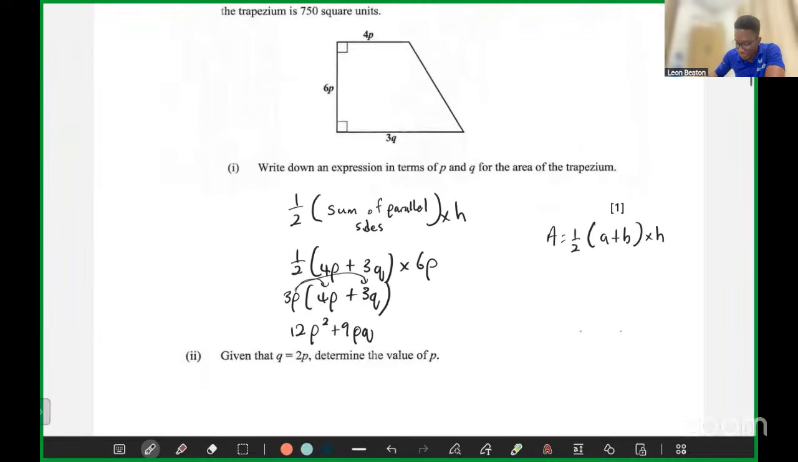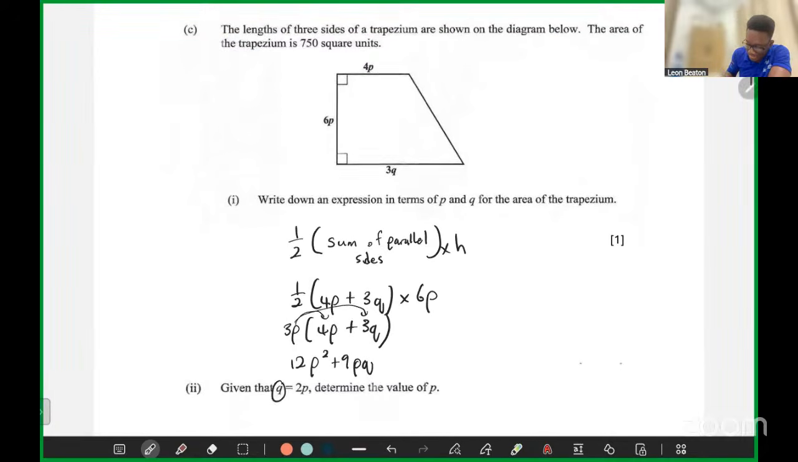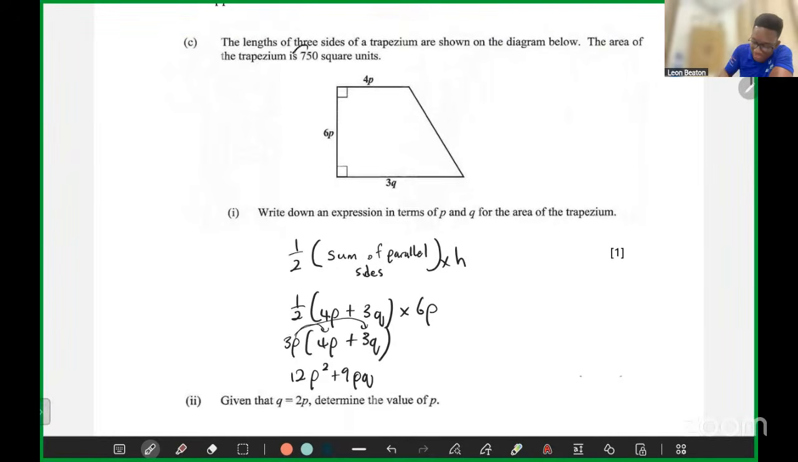All right, so next one: given that Q is equal to 2p, determine the value of P. They told us initially that the area for this trapezium is 750.